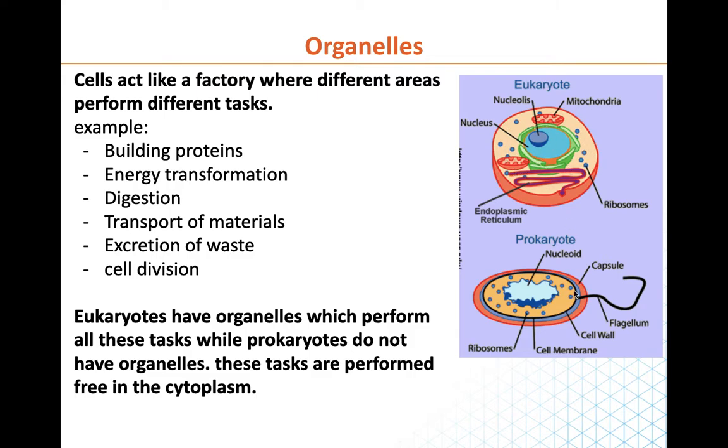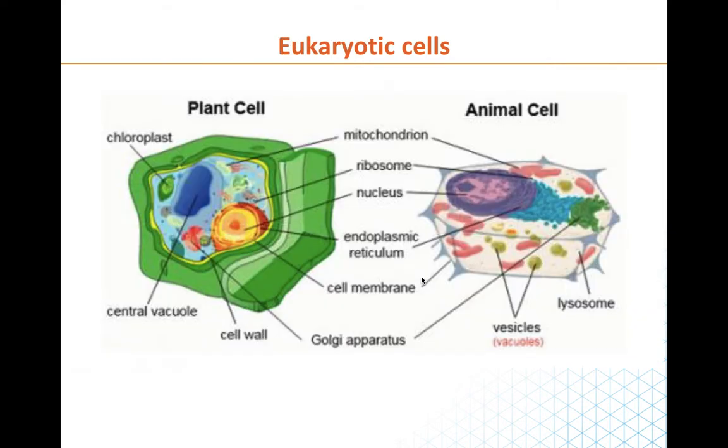While if you look at a prokaryotic cell, it doesn't have organelles. All of these jobs are happening randomly throughout the cytoplasm wherever a protein is found. So maybe there's a protein that generates energy or breaks down something or removes waste. It'll be somewhere in this jelly. It's not specific to a certain location, and this is why prokaryotic cells are somewhat less organized, and that's why they're considered simpler than eukaryotic cells.